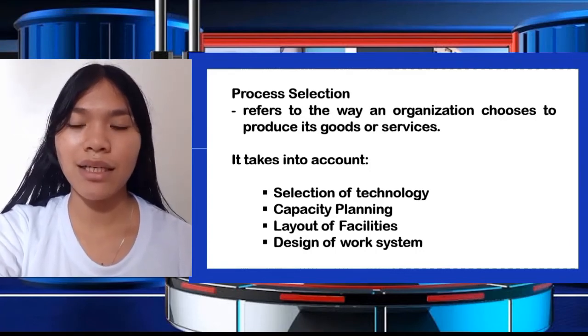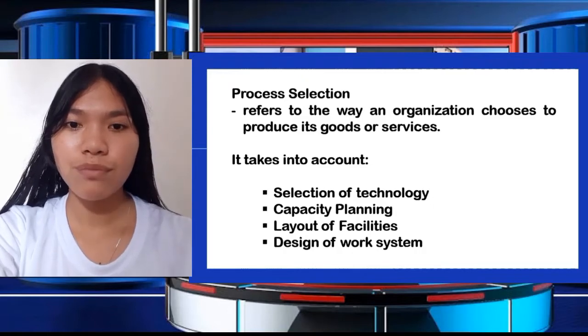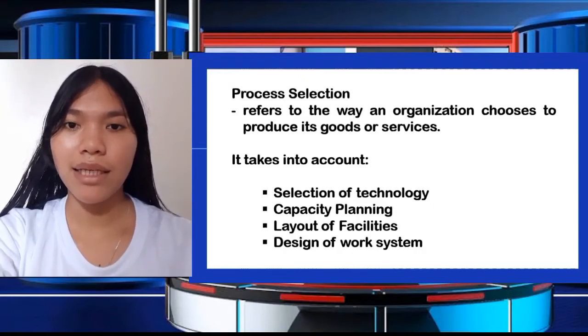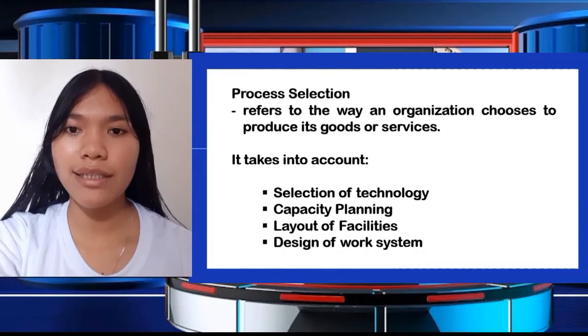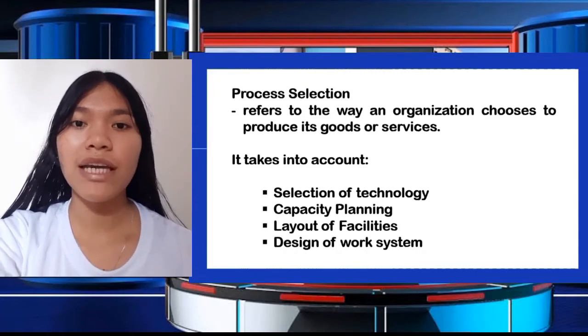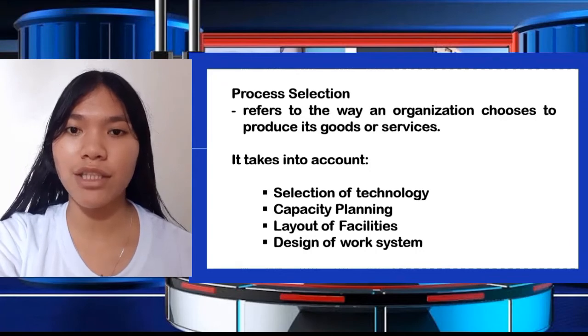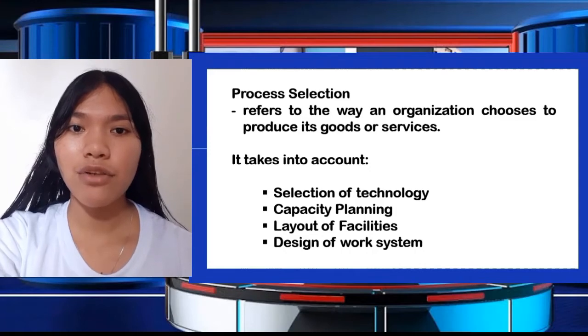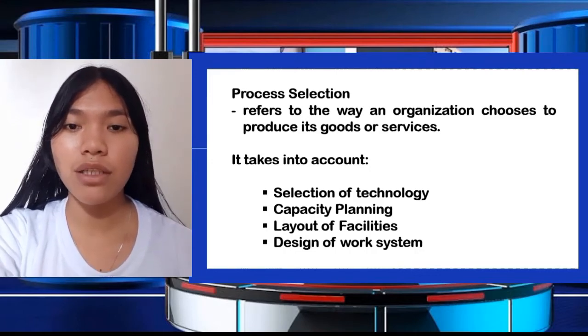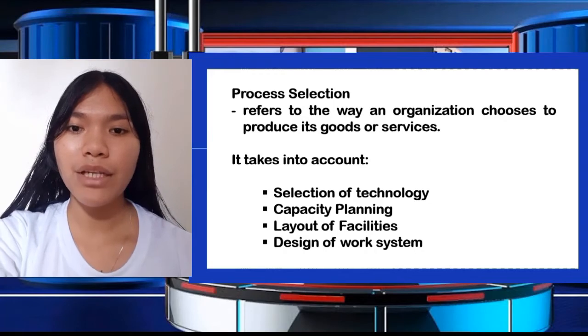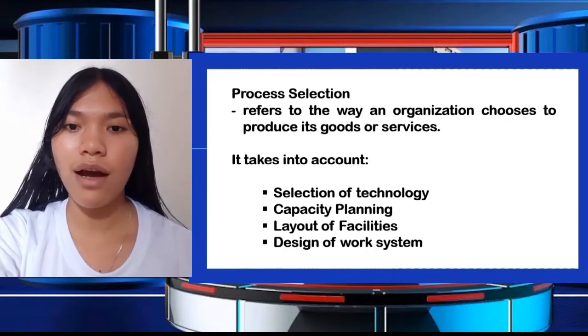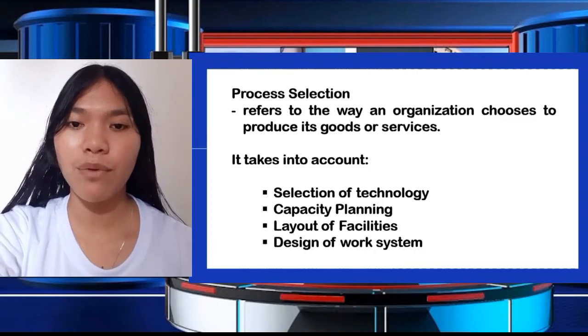Second is capacity planning. Capacity is the ability of a given system to produce output within a specific time period. In operations management, capacity is referred to as the amount of input resources available to produce relative output over a period of time. In capacity planning, organizations have to make sure that they have the capacity or amount of resources available before they produce some goods or services.